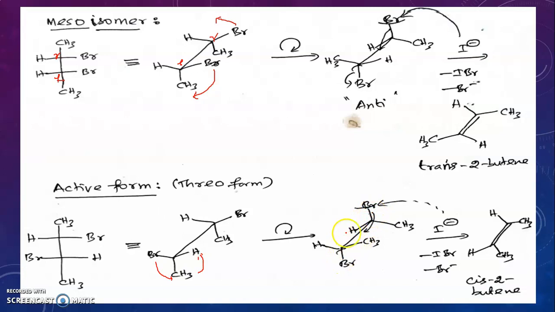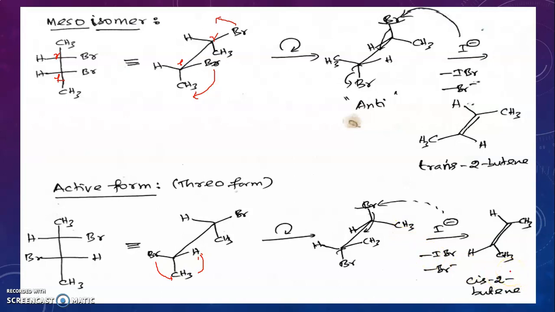Now, in this conformation, the two bromine atoms are anti to each other. Therefore, if you carry out an elimination reaction with iodide, bromine comes out as Br plus, and you will get a double bond here, and this bromine comes out as Br minus. Now you will get a double bond between these two carbons, and in this case the methyl groups are on the same side. So it is a cis isomer.